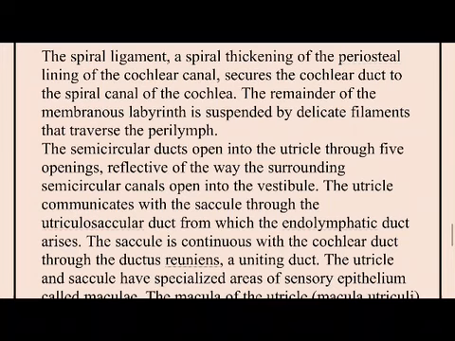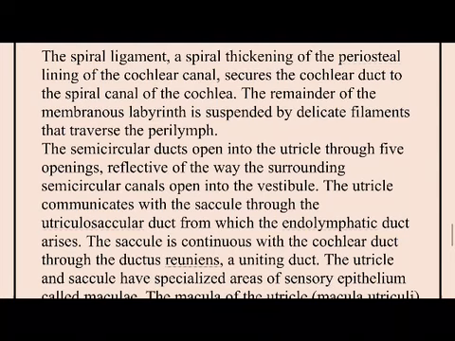The spiral ligament secures the cochlear duct to the spiral canal of the cochlea. The remainder of the membranous labyrinth is actually suspended by delicate filaments that traverse the perilymph. Don't forget the semicircular canals that open into the utricle through the 5 openings. These semicircular canals are reflective of the way the surrounding semicircular canals open into the vestibule.